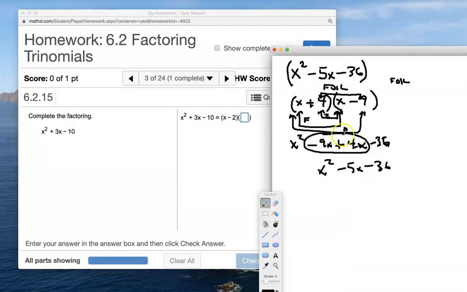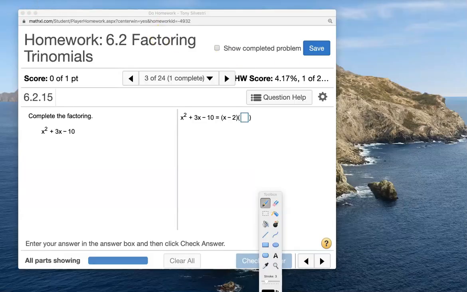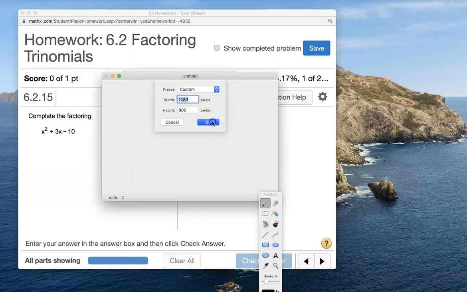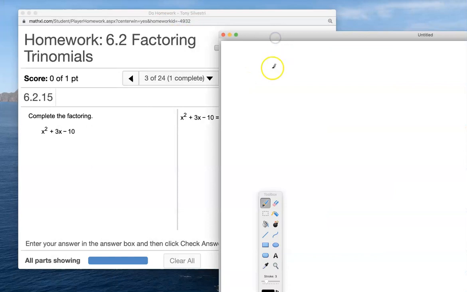All right. Let's start off with a fresh sheet of paper. File. Close. Don't save. Let's start off with another new... There you go. Now, a new sheet of virtual paper. Let's write down the problem.